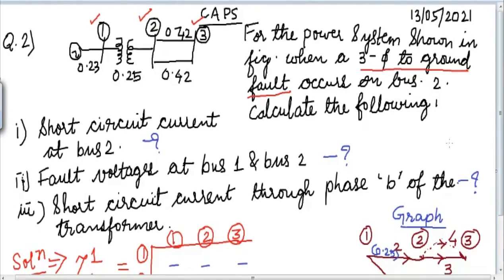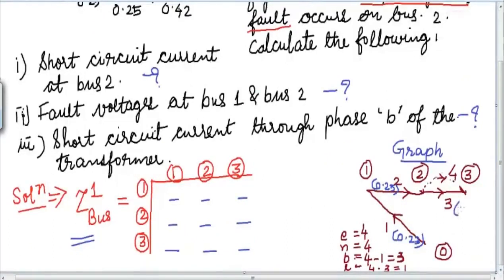Okay. Then 2 to 3 there is two transmission line. Both the transmission lines are having the self impedances of 0.42 as well as 0.42. So I will write this in this way, and this will complete my graph. So once my graph is completed, then we can start with the algorithm technique.